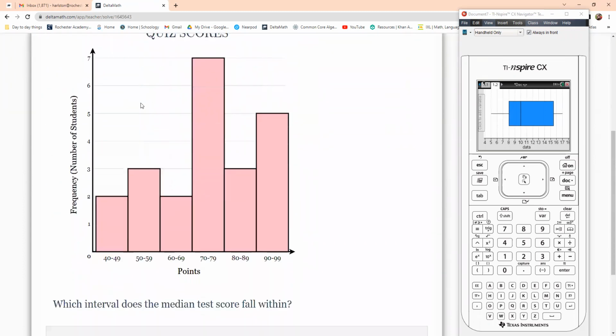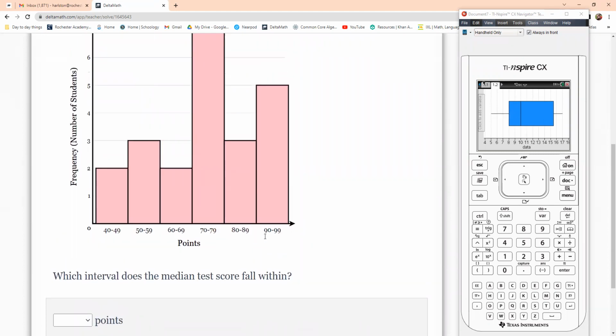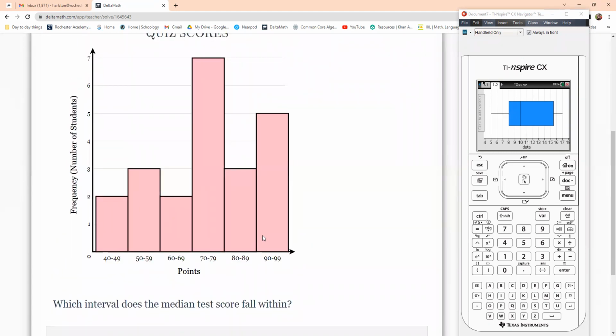Let's look at this one. It says, which interval does the median test fall within? Okay, so the way to find the median is you have to find the middle number. For these, I like to just find the total, add 1 and divide by 2, and that's going to be the median. So right now, let me take a picture and mark it up a little bit so you can see what I'm doing. All right, so take a picture.